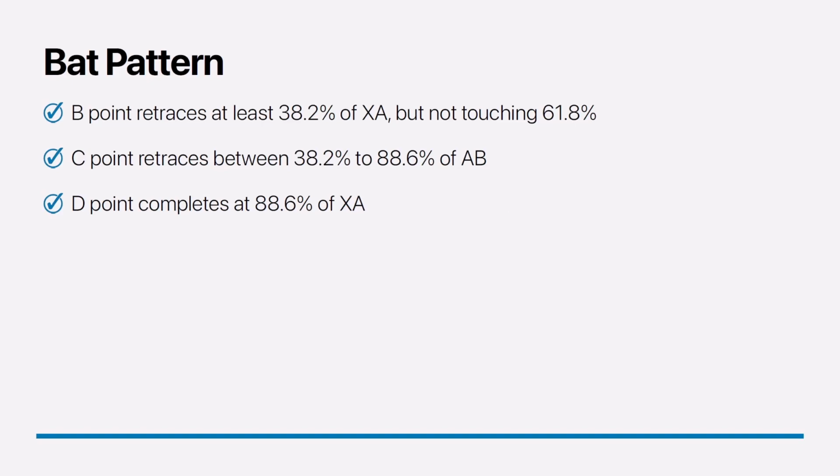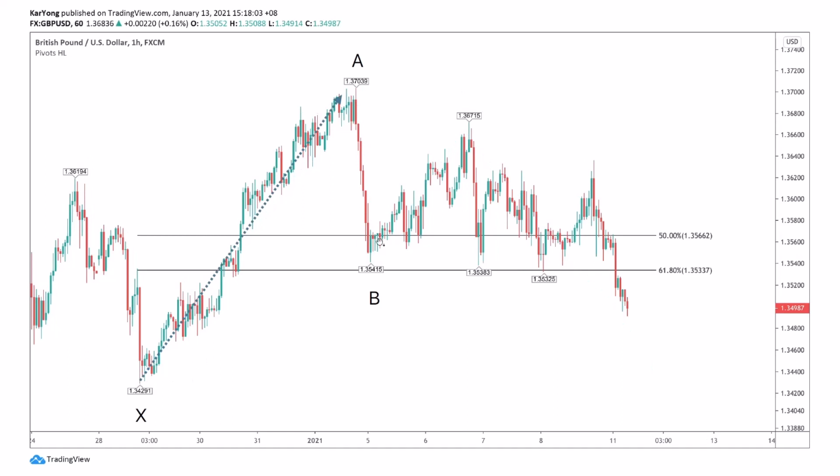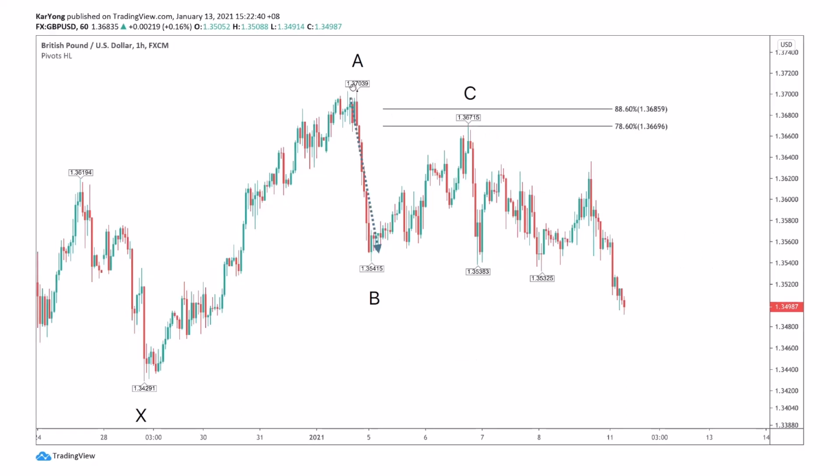So let's look at a visual explanation of this. Same thing here, range-bound market, starting to form a little bit of an M-shaped formation as we can see. Point B, if you want to measure, we pull from X to A. Point B came back to 50, did not touch the 618. It fulfills our first condition of a bat. Then we look at point C. We take fibs from point A, pull it to point B. Point C retraced 786. It fulfills the condition.